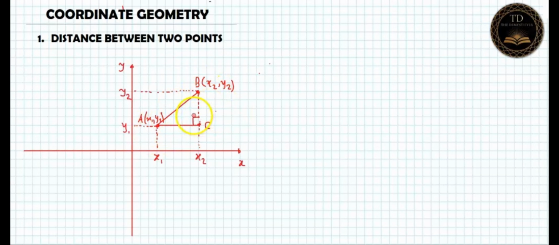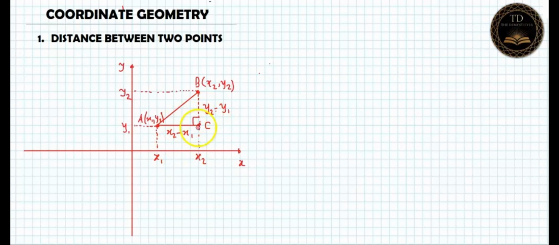Now, if this is a right angle triangle and we want to get this length, of course, we just apply the Pythagoras theorem, which states that the square of the hypotenuse is equal to the sum of the squares of the other two sides. Now, we need to know the other two sides. From A to C is x1 to x2, so the distance between them will be x2 minus x1. And from here to here, we have y2, y1, so the distance between them will be y2 minus y1.